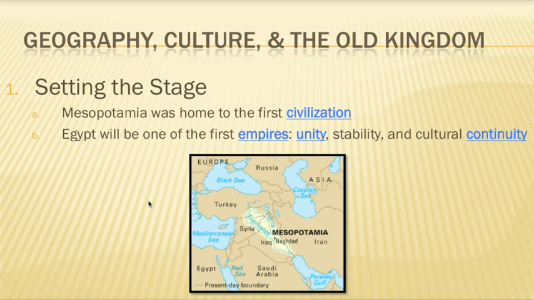Cultural continuity is a phrase that suggests that their culture for thousands of years really stayed intact through three different time periods in Egyptian history: the Old Kingdom, the Middle Kingdom, and the New Kingdom. You'll see a lot of similarities in their culture over that time. They changed some, but not that much, so we have cultural continuity.